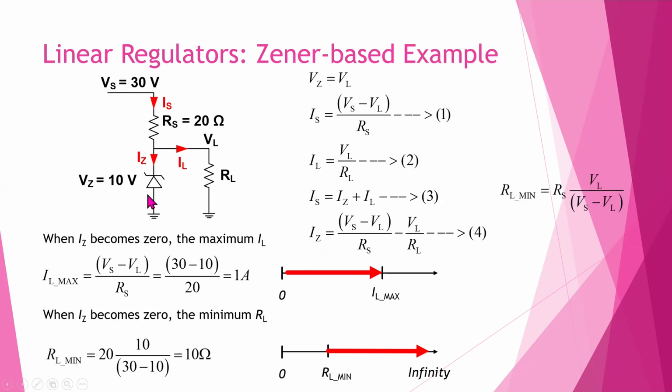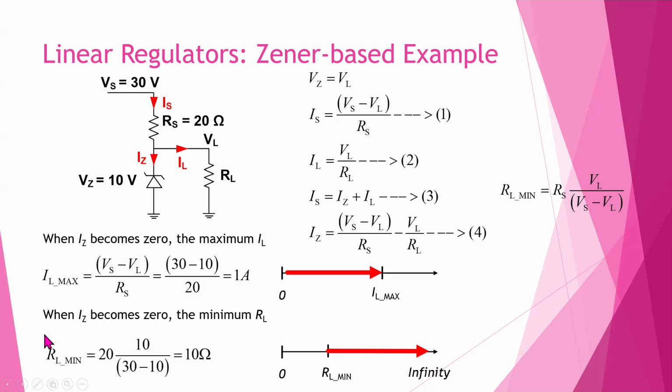An example. So now I have selected 30 volt for the Vs, 10 volt for the Vz, and 20 ohm for the Rs. As we know, Vz equals VL, which is 10 volt. Okay. So then we have to calculate what is the maximum current. So we just need to add these values into this equation. So Vs 30, VL 10, Rs 20. So then we will have 1 ampere.